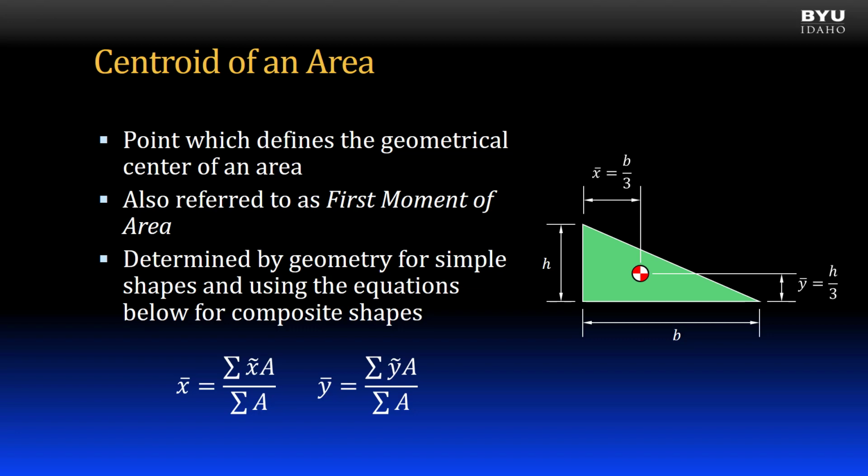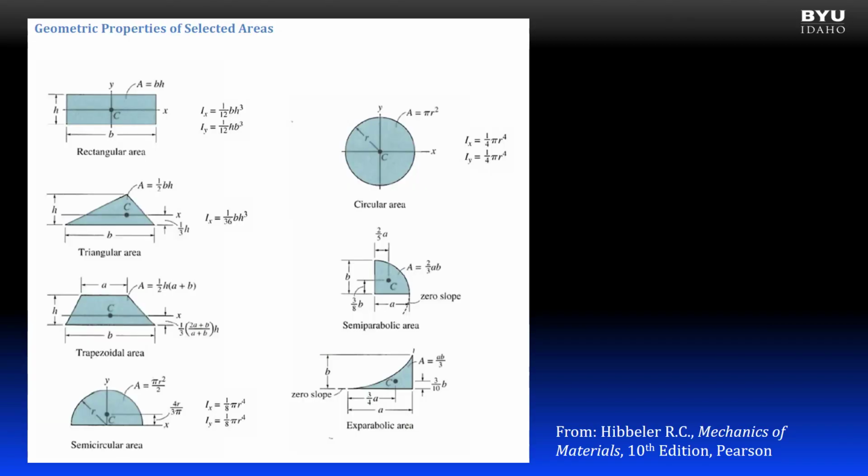For simple shapes like triangles, rectangles, and circles, the centroid can be easily identified by their geometric properties. For composite shapes, we find the location coordinates of the centroid using the equations shown. To use the equations, we break the composite shape into simpler parts and incorporate the contribution of each part to the whole. Tables of geometric properties of simple areas are common in engineering resources, including the exam reference material.